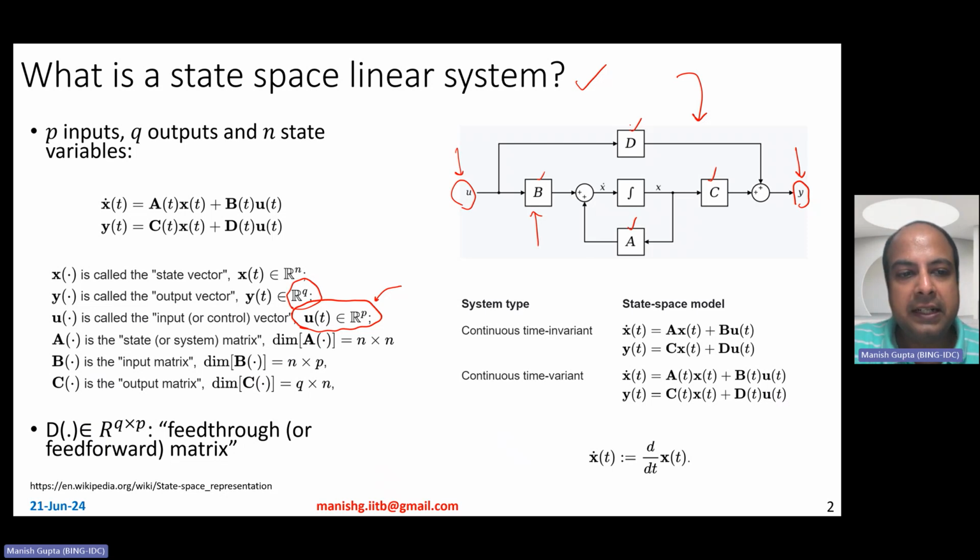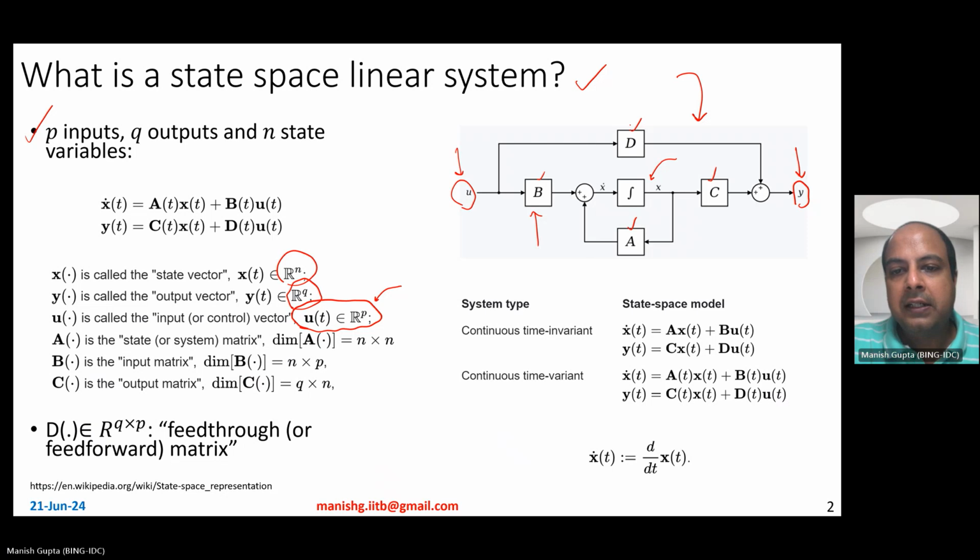Okay. And in between, there are these state vectors. So basically, the idea is to say that the variation from u to y can be captured in terms of some state representations, and there are therefore these state vectors called x. Okay, and they have a dimensionality n. So that's that. So P inputs, Q outputs, and N state variables.